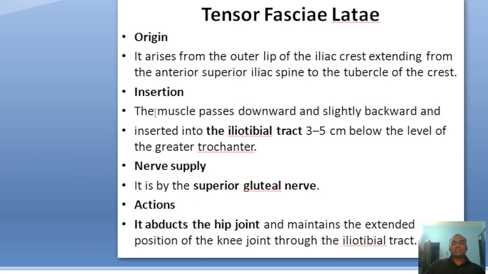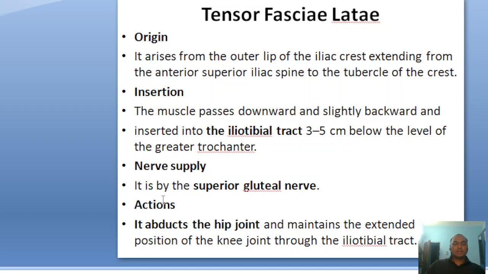The last muscle is tensor fasciae lata. Origin: it arises from the outer lip of the iliac crest, extending from the anterior superior spine to the tubercle of the iliac crest. The tubercle of the iliac crest is present 5 cm behind the anterior superior spine, on the lateral lip. So this is the origin of tensor fasciae lata. Insertion: the muscle passes downward and slightly backward and is inserted into the iliotibial tract 3 to 5 cm below the level of the greater trochanter. So the muscle is inserted into the thick, strong, band-like iliotibial tract.